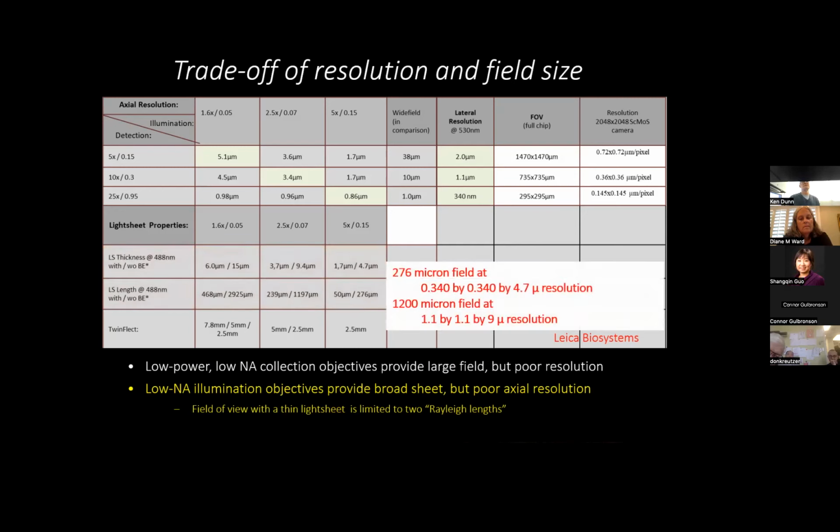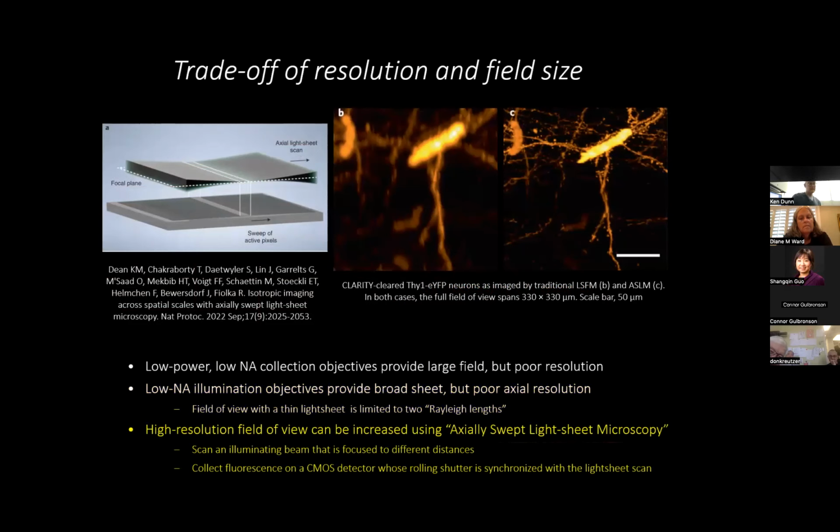And so for a 267 and 280 micron field, you get a resolution of 340 by 340 by 4.7 microns. 1200 micron field, 1.1 by 1.9 microns. Now, one way you can work around them, this is a very exciting system.